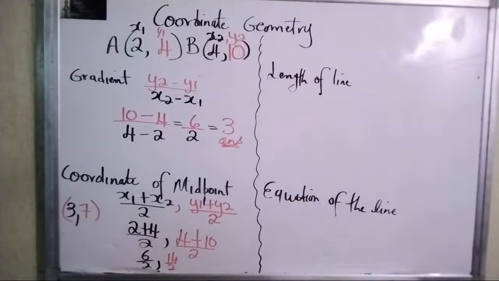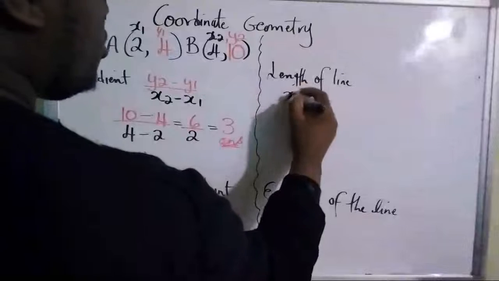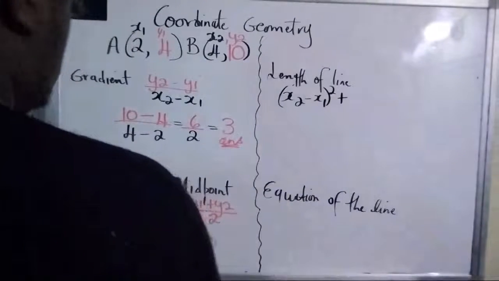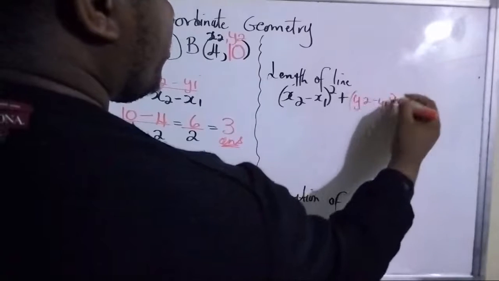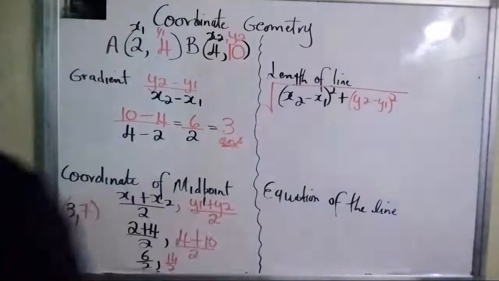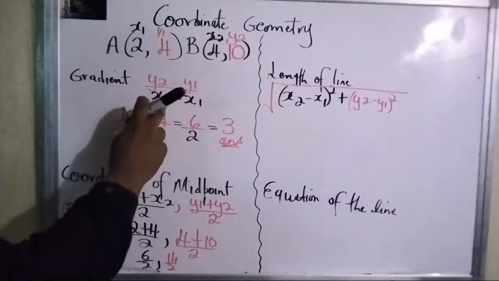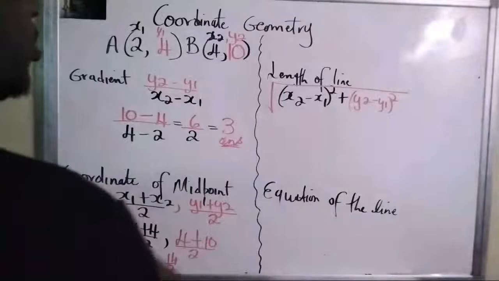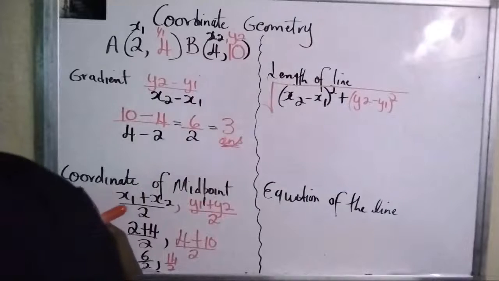Alright, so let's look at the length of the line. The length of the line is defined by this: the square root of x2 minus x1 squared plus y2 minus y1 squared. So we could just fill them in. We can get this information from the gradient because we already did this. y2 minus y1 works out to 6, and the x difference works out to 2, so we don't have to do it all over again.